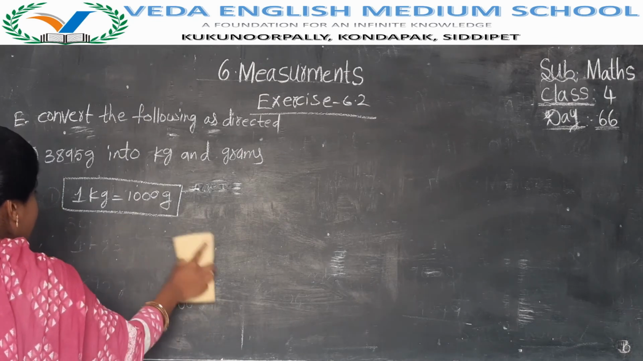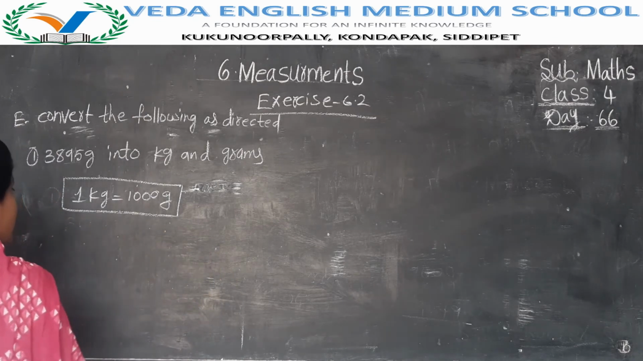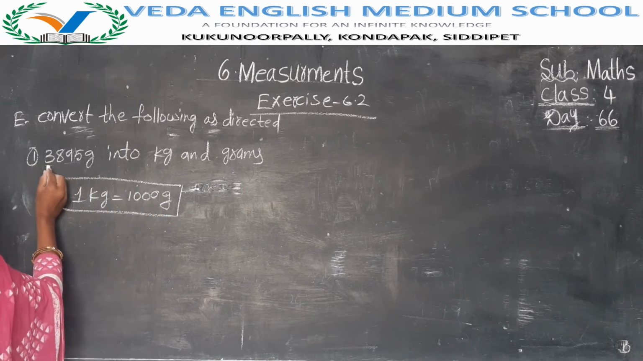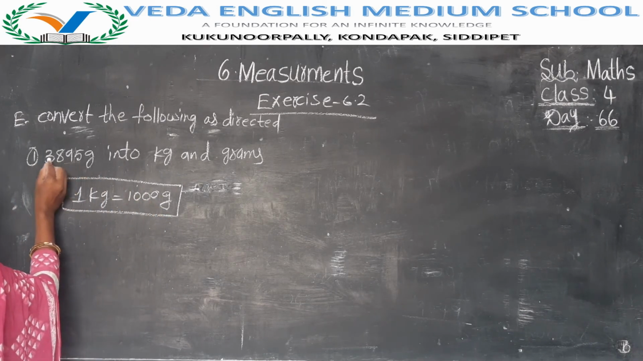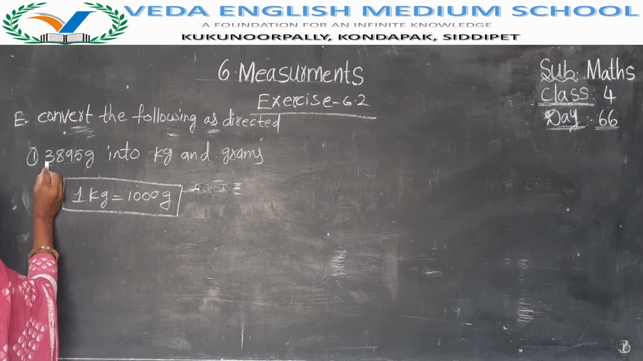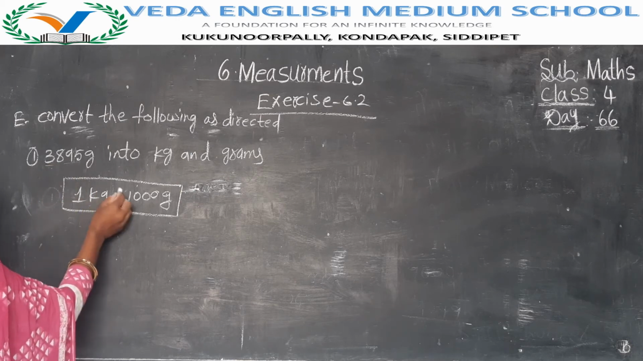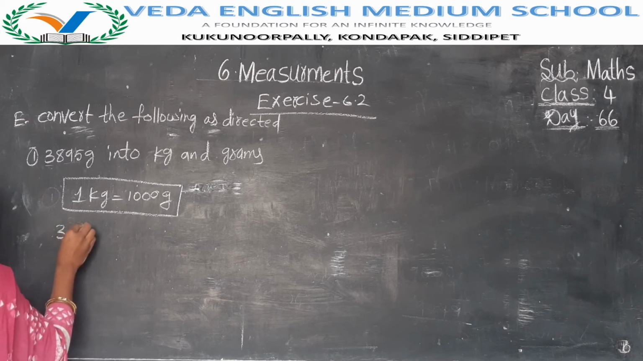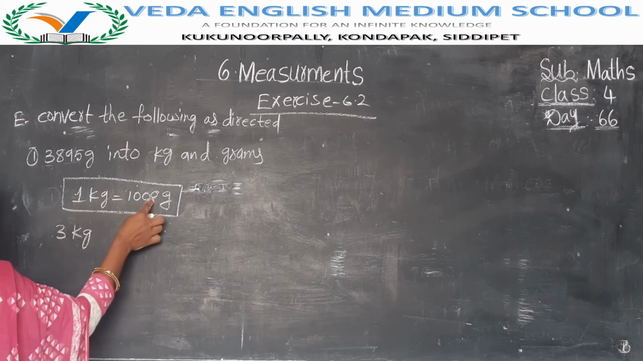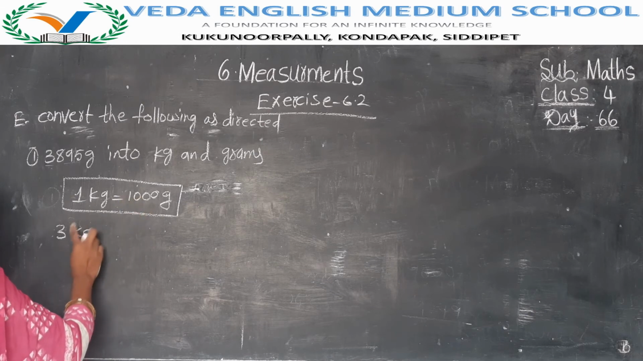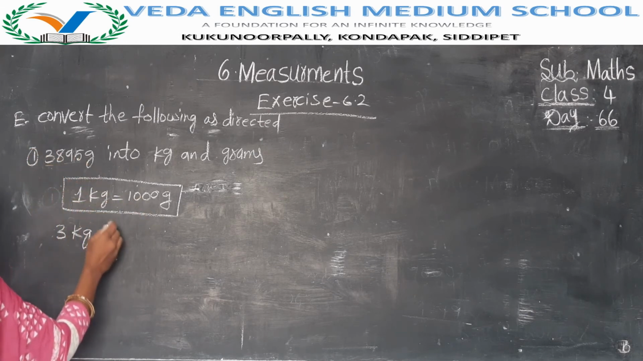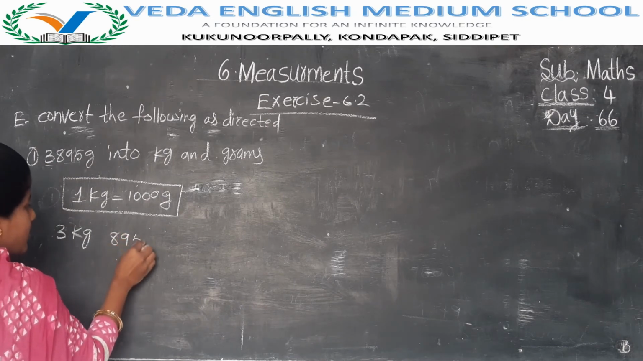Otherwise write directly like this. 1 kg is equal to 1000 grams. That means here how many kgs are there? 3 kgs, that means 3000 grams. So simply write 3 kgs. 3 has been completed, and the remaining 895 is left. So 895 grams you have to say directly.